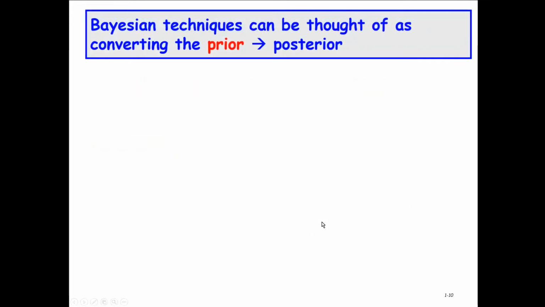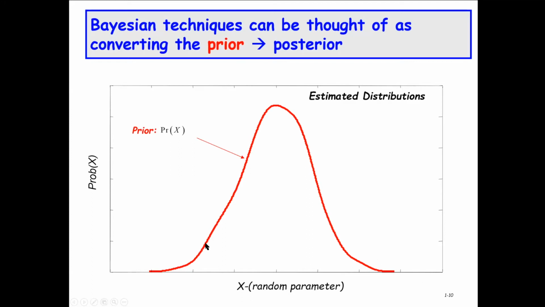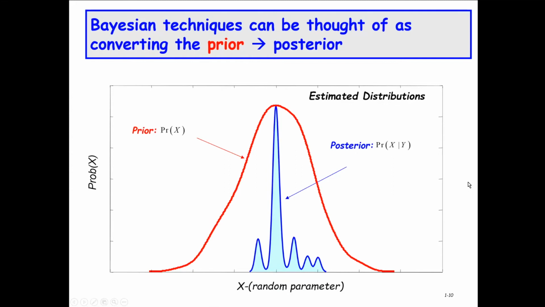So Bayesian techniques can be thought of as converting the prior. This is the prior information that we have about the distribution. If we don't know anything, we usually just assume it's uniform. And so this is our prior. Notice it's wide. X are the random variables or random parameters, and this is the probability. And you can think of Bayesian techniques as converting this, getting more resolution, and attempting to compress this into various modes or peaks of the distribution.